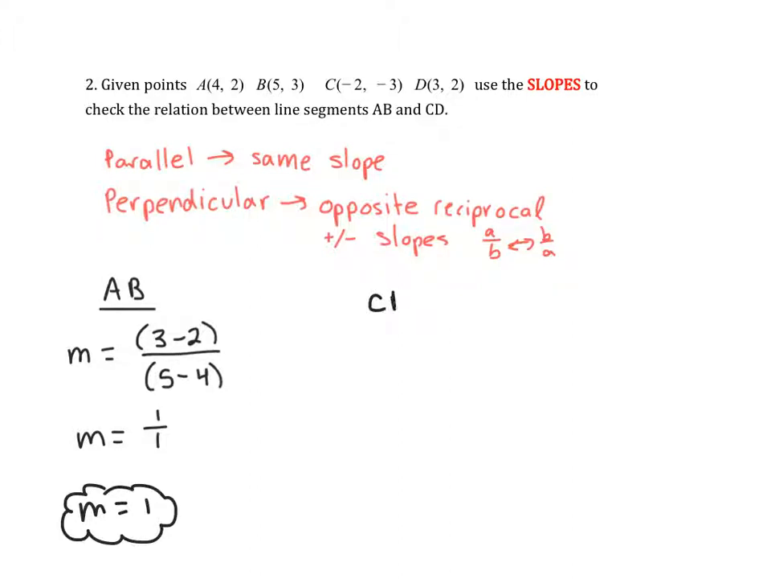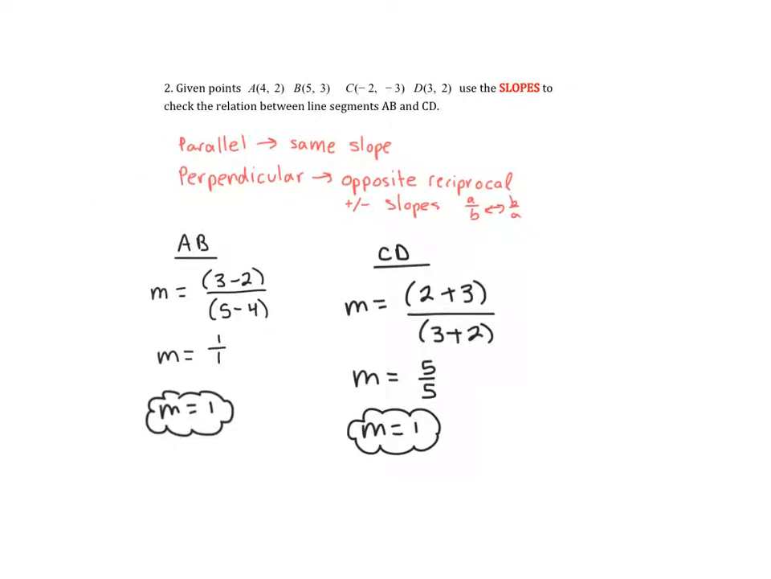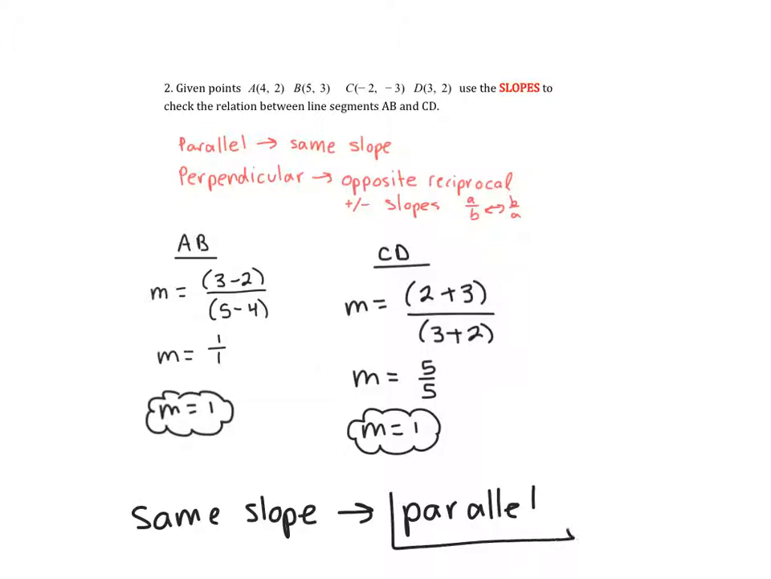Now let's find the slope of line segment CD. So here we have y2 is 2 minus y1. So you'll notice that y1 is negative. So remember, subtracting a negative becomes a positive. And then here we have 3 minus -2, so 3 plus 2. So let's simplify. We end up with 5 over 5, which is also 1. So you'll notice that line segments AB and CD have the same slope, which means that the two lines are parallel. There you have it.